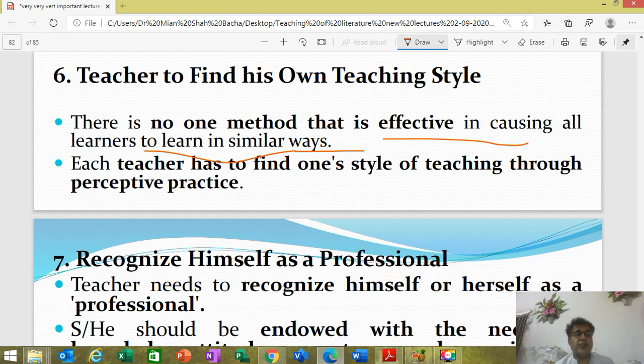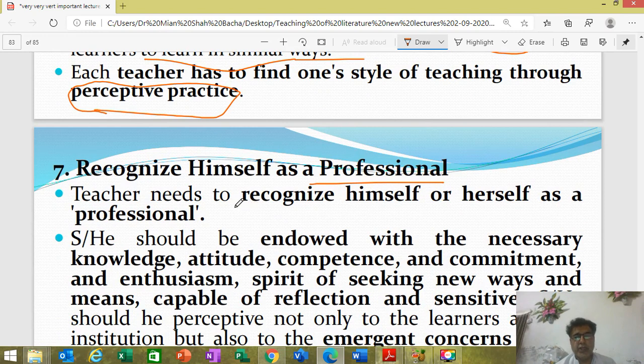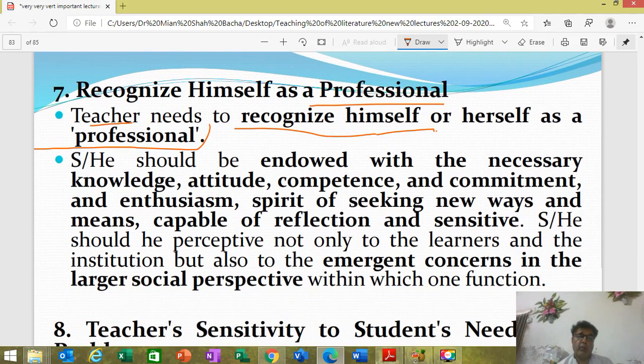So each teacher has to find one style of teaching to practice perceptively. He has to look, he has to understand the students. Recognize himself as a professional. A teacher needs to recognize himself or herself as a professional. If we understand that we are professionals, believe me, many of our problems will be resolved.